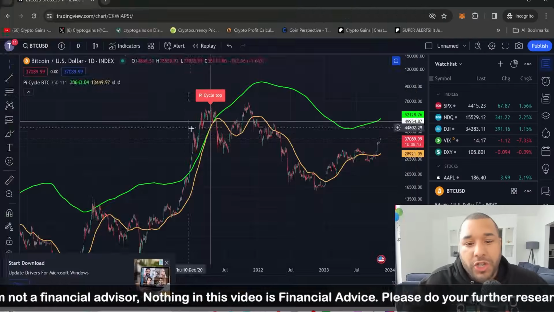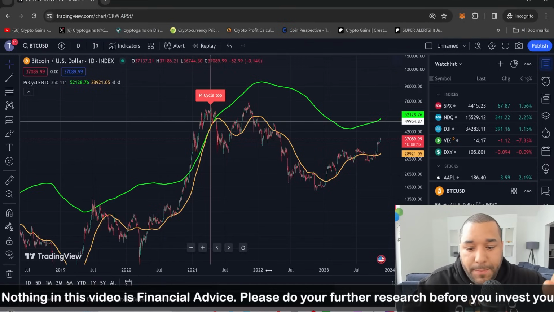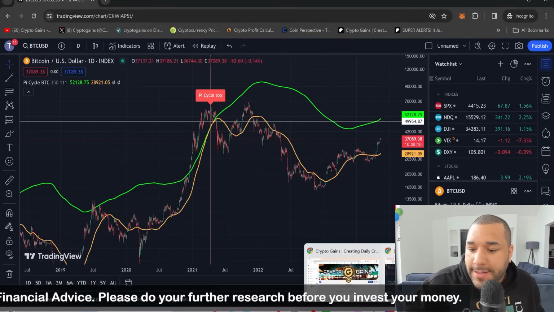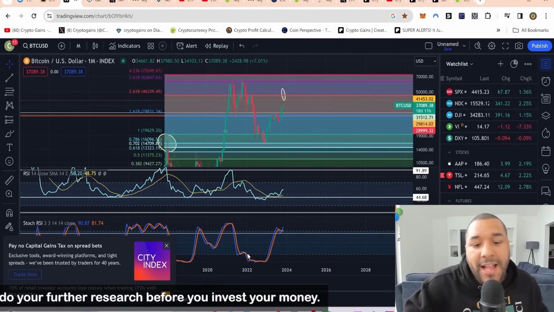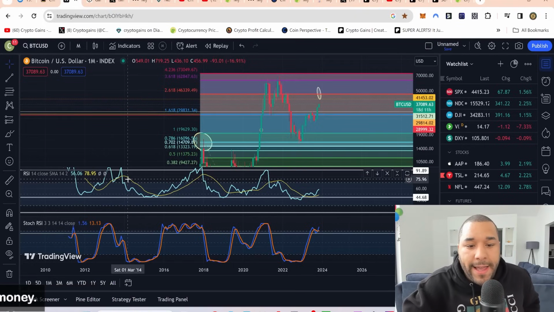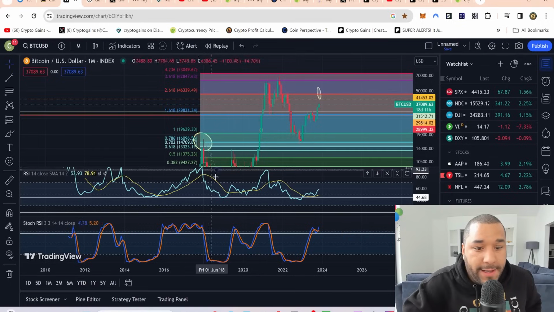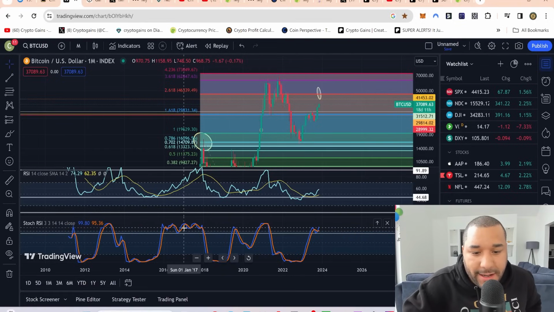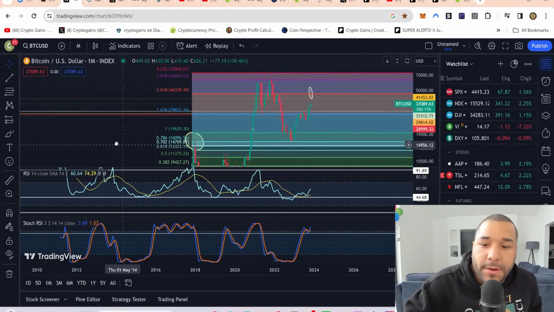Time will tell. I want to show you this chart here, which is the Pi Cycle chart. And then we're going to take a look over here at this one. Actually, let's start with this one. This one has the RSI, which is the top blue line in the indicators, and then I've got the stochastic RSI down here. I want to start with this one.